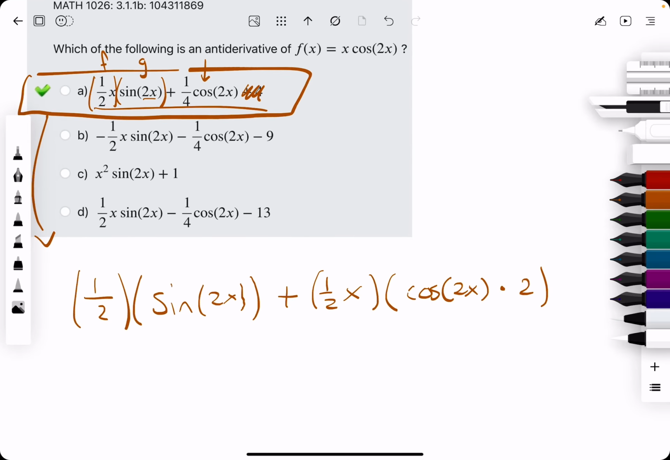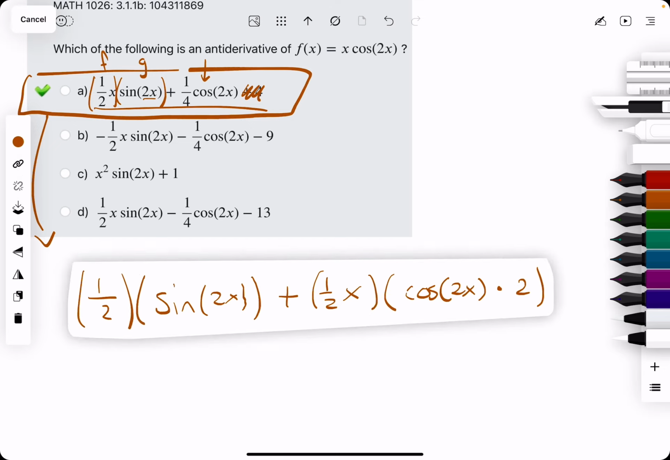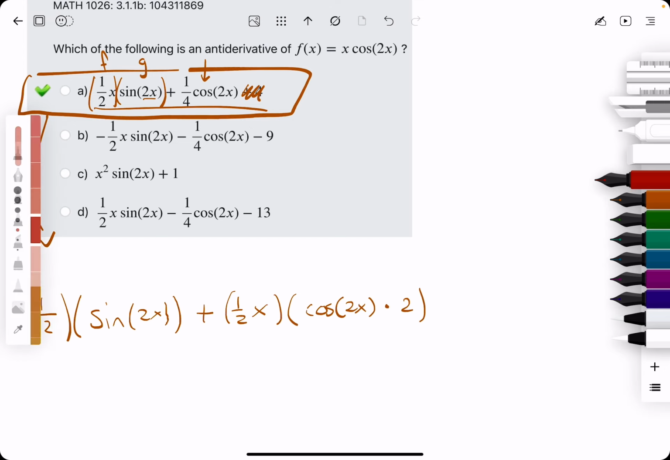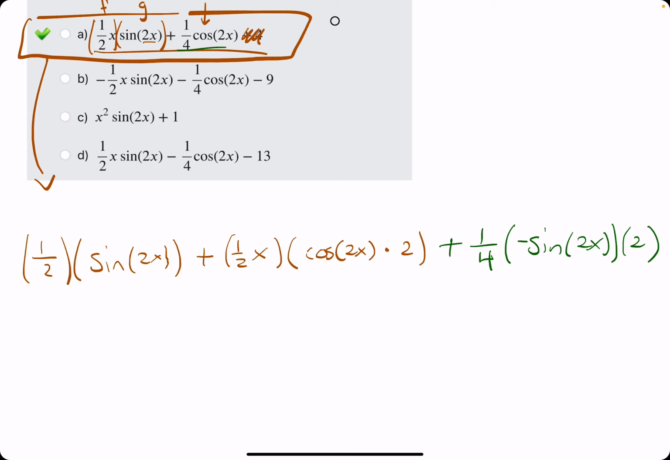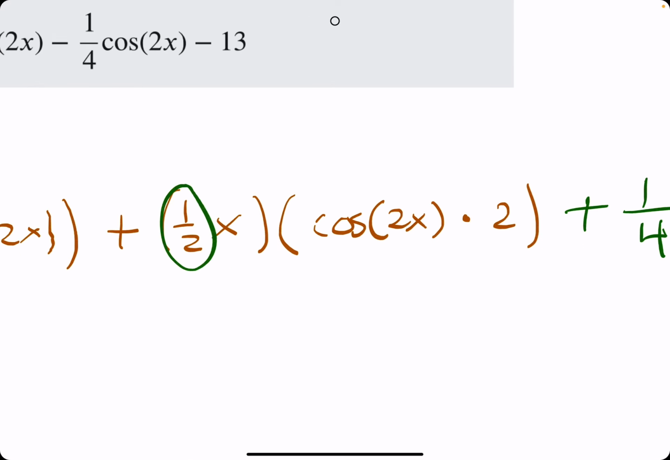Actually, you know what? No, let's go ahead and find the derivative of the 1/4 cosine of 2x. So 1/4 cosine of 2x would be 1/4. Then cosine has a derivative of negative sine of 2x. And then derivative of 2x is 2. So all together we have this. Let's simplify things along the way. 1/2 times 2 is 1, so those cancel.